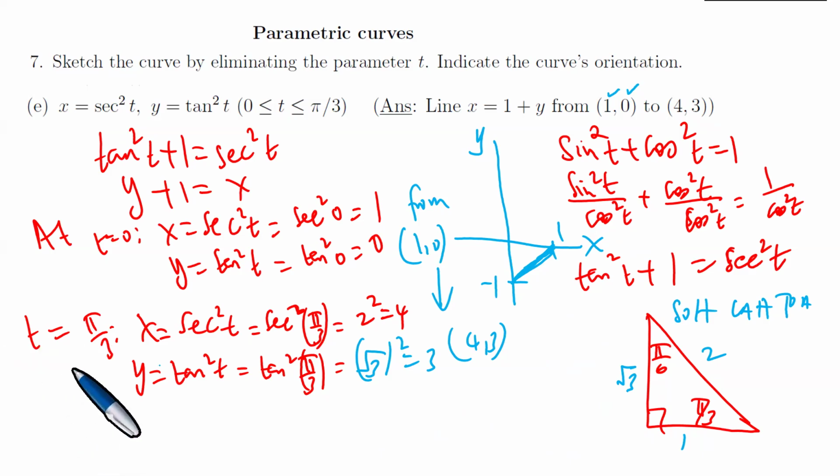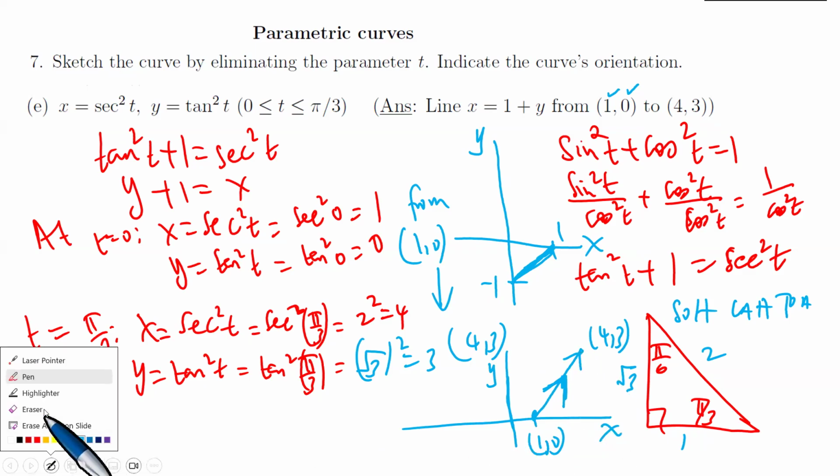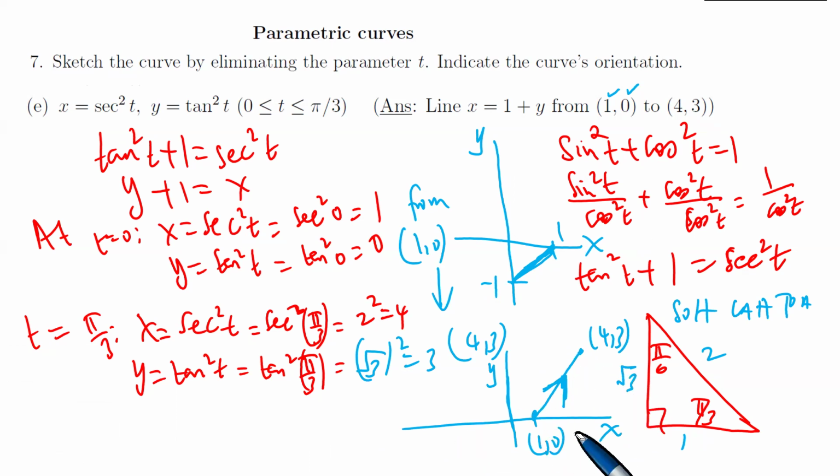To 4, 3. So you're going to be 1, 0 to x equals 4 and y equals 3. So this is like a straight line, but this straight line is going to run like this. It's traversed like that. So you can just write initial to final point and then show the traverse direction.